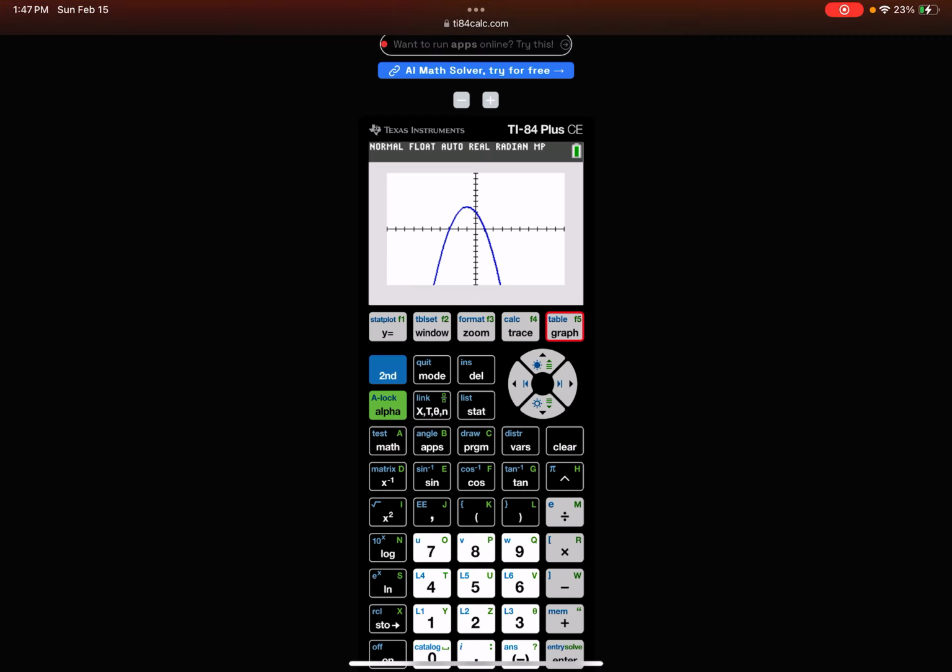I go second trace again and go down to 0 again. Move it over to the left of the next 0, which would be a little bit above. Hit enter, move it to the right, hit enter, and hit enter one more time, and that gave me positive 1, like we said. So let me just go ahead and write those down.